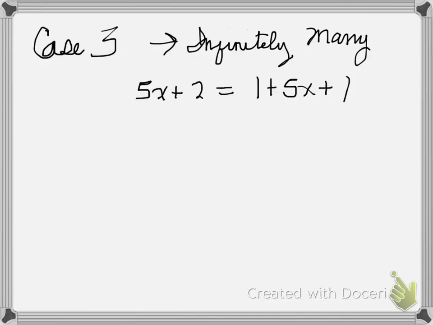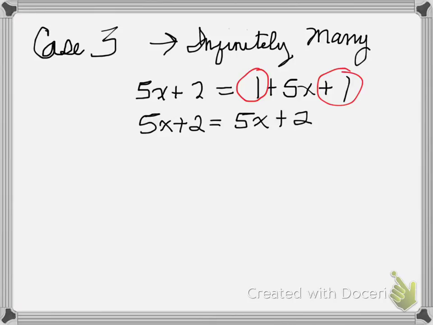So what's the very first thing I can do for this one? What should I do first? Subtract 5x. I could subtract the 5x, but whenever we're solving equations, if we see some like terms on the same side, we need to put those together first. So y'all see how I have a 1 and a plus 1 right there, like terms? I need to put those together first. So that will give me 5x plus 2 is equal to 5x plus 2.